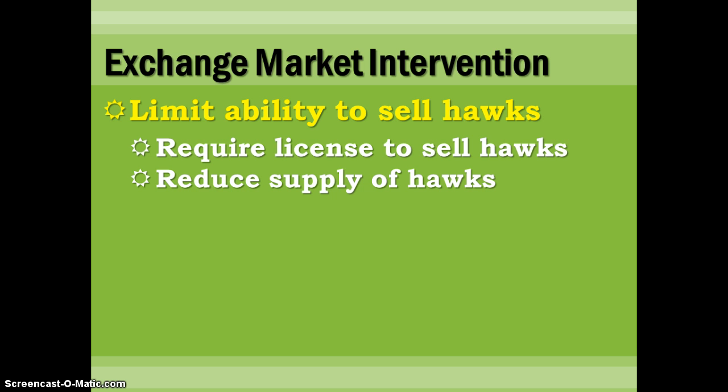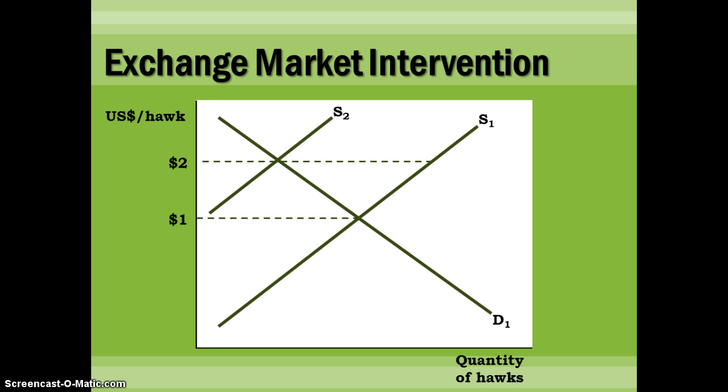And so we would then see a left shift in the supply of hawks, which would also then cause an increase in the price. In this case, it's a reduction in the quantity of hawks, but that doesn't matter as much as the government getting the exchange rate that it has decided it wants for itself. And so that would be another way to achieve their fixed exchange rate goal that was set by the government.